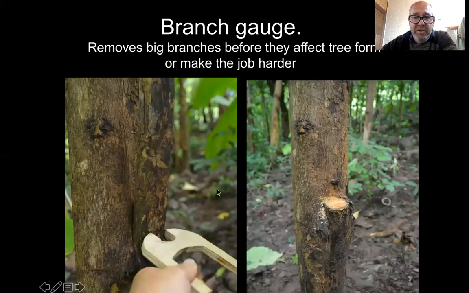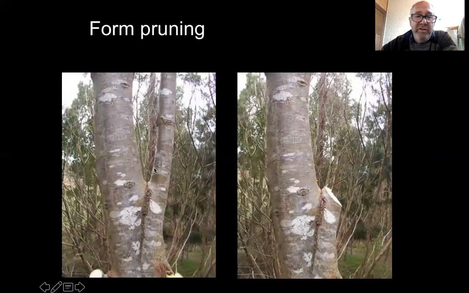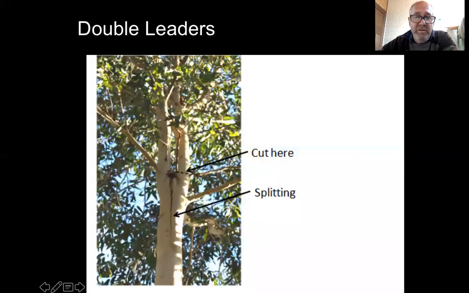Here's another large branch, larger than the gauge. The branch component of the gauge, take it off. This is one that I didn't do early enough, and you can see that's about 4 or 5 centimeters. Had I taken it off a year earlier, this main stem would be straighter. And I've lost some of my form because I've retained that large branch for too long.